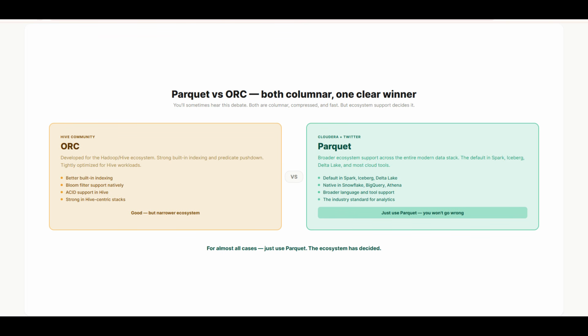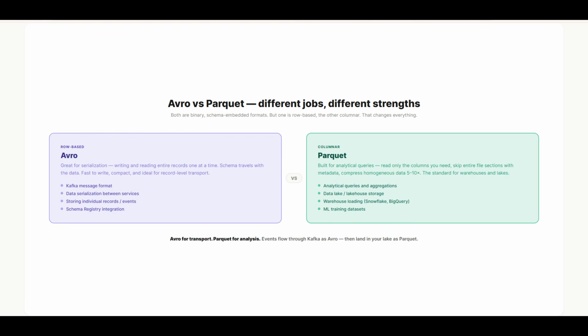Both are columnar. ORC was developed by the Hive community and has better built-in indexing. Parquet came from Cloudera and Twitter and has broader ecosystem support. It's the default in Spark, in Iceberg, in most modern tools. For almost all cases, just use Parquet. You won't go wrong. Avro is the other format worth knowing, but it's row-based. It's great for data serialization, for Kafka message formats, for storing individual records. But for analytical queries, columnar beats it every time.